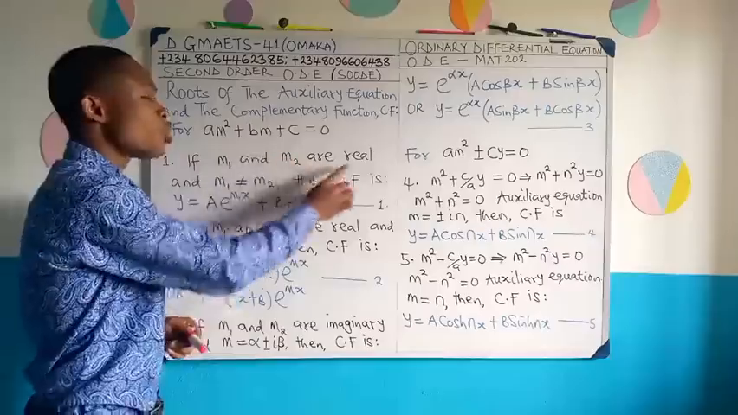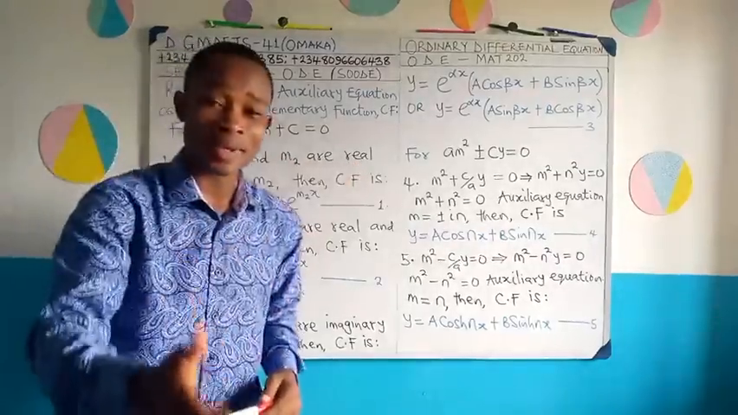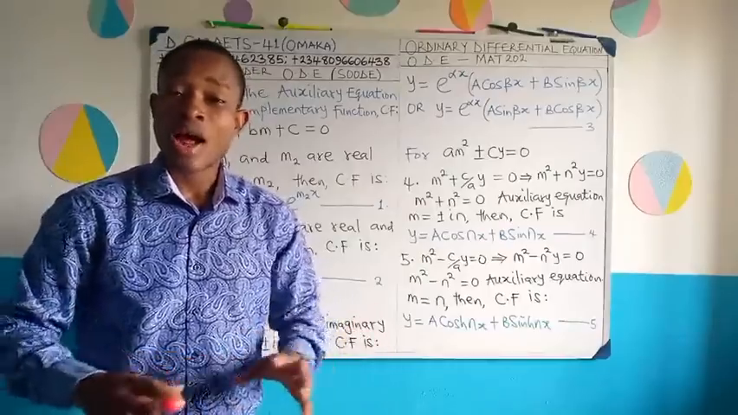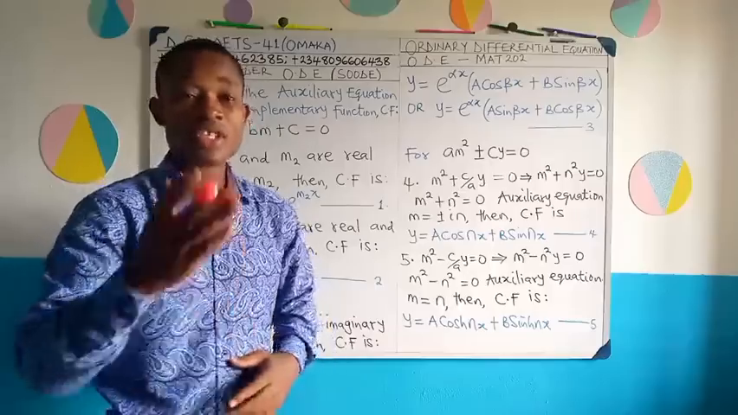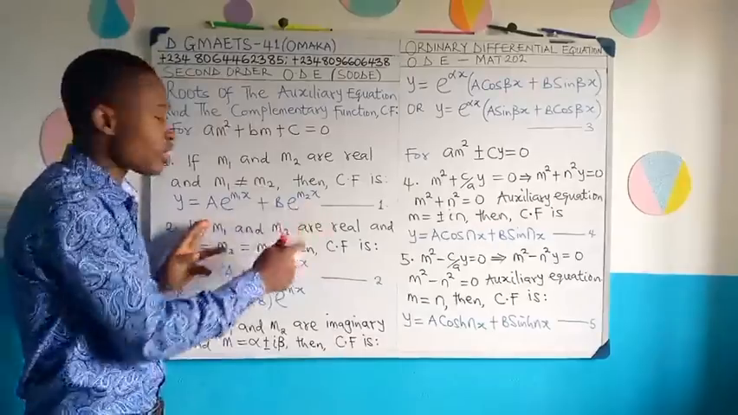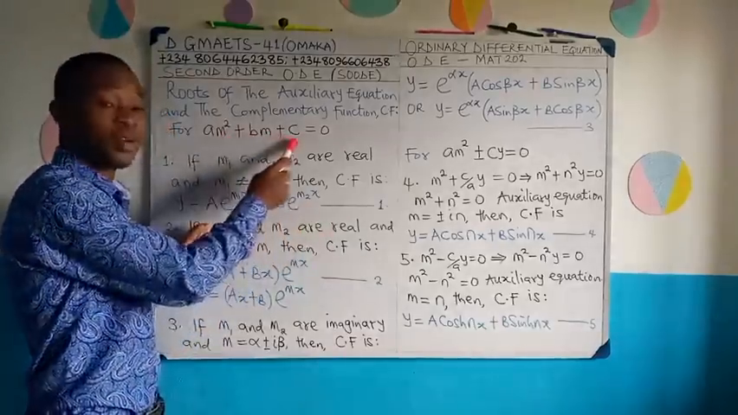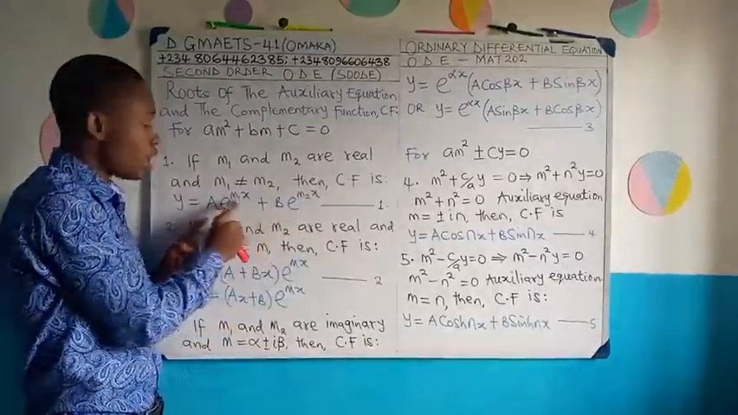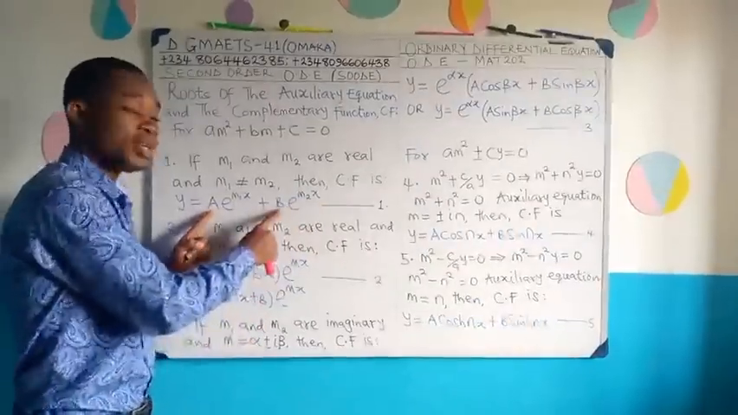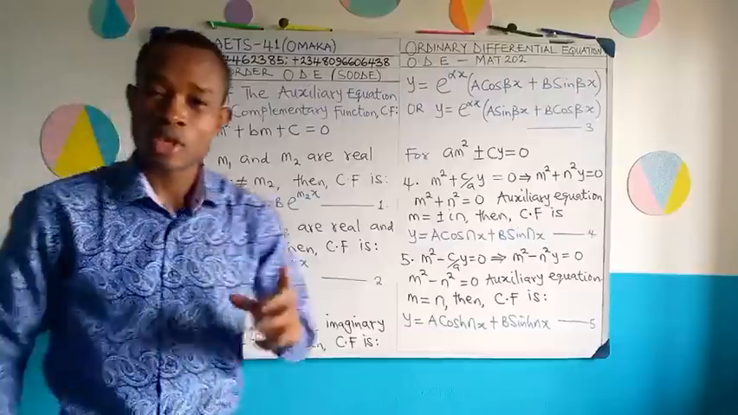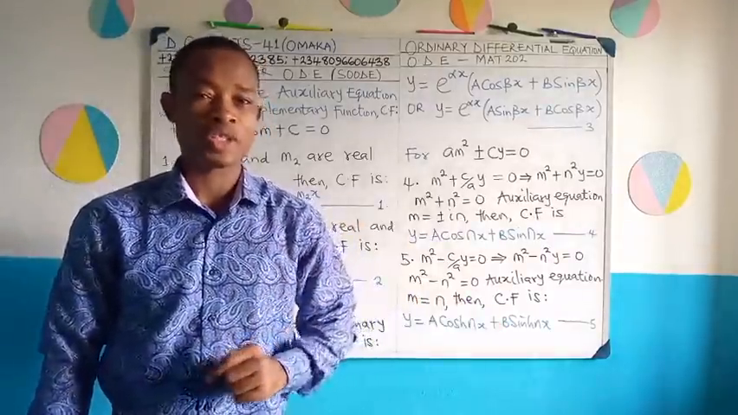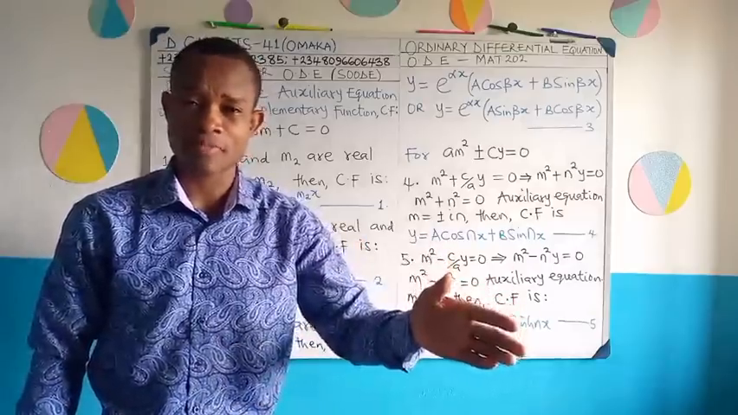Now, if m1 and m2 are real numbers, and their values are not equal, that is to say that m1 and m2 have different values, the solution that applies to that is this solution. So once you get the values of m1 and m2 from this auxiliary equation, simply copy this solution and substitute for m1 and m2. A and B are the constants of integration which can be obtained for a given IVP situation, that is, initial value problem situation. Is that okay?